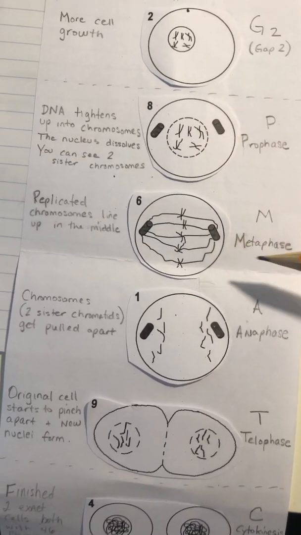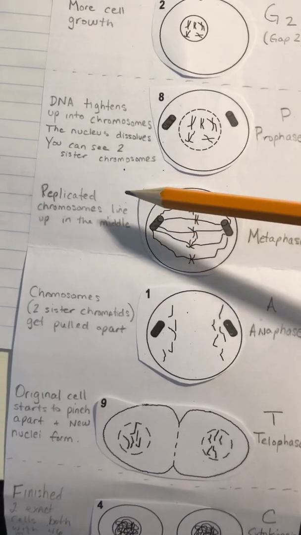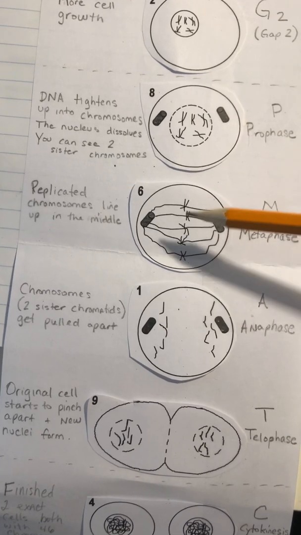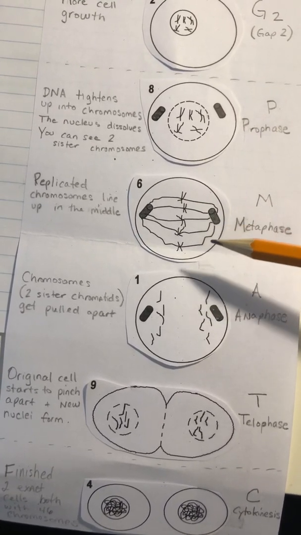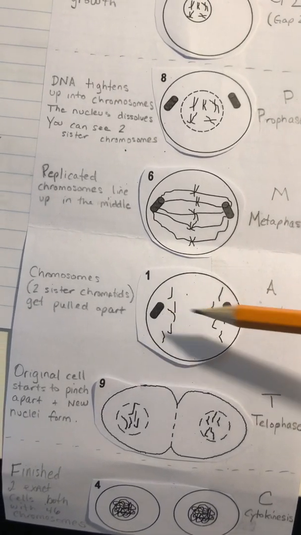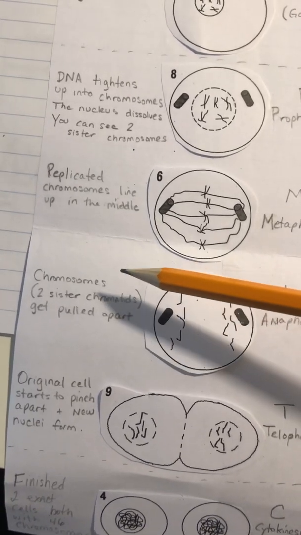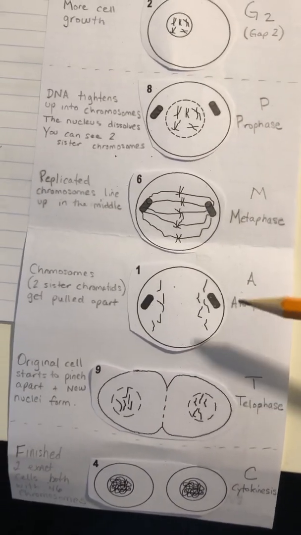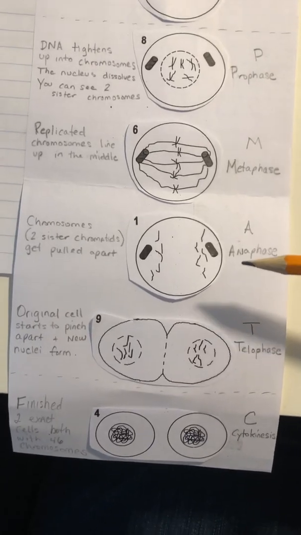Then you've got metaphase. Metaphase is when all the replicated chromosomes line up in the middle. So over here, we're going to write replicated chromosomes line up in the midline or middle. Then we get anaphase. Anaphase is when these long fibers pull apart the replicated chromosomes and they go back to opposite sides of their cell. So we'll see chromosomes, two sister chromatids, get pulled apart. Sometimes we call this anaphase because it sounds like the chromosomes might yell when this happens.